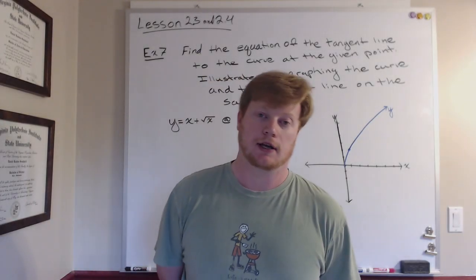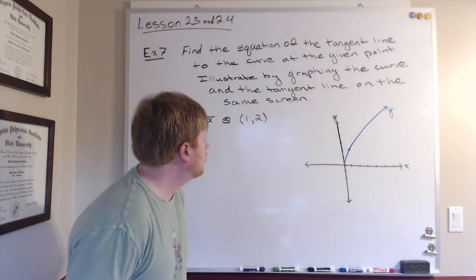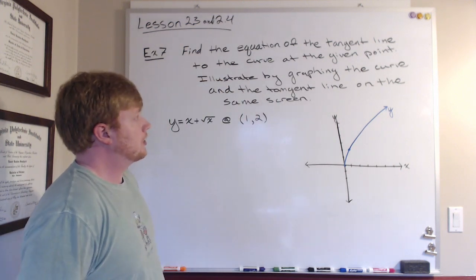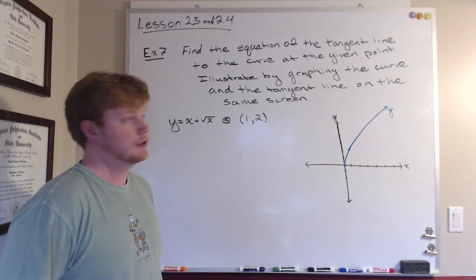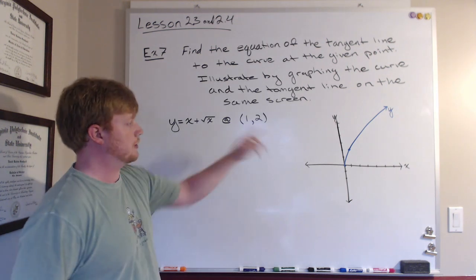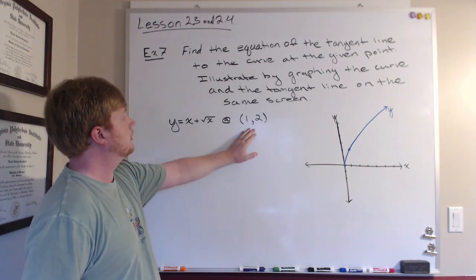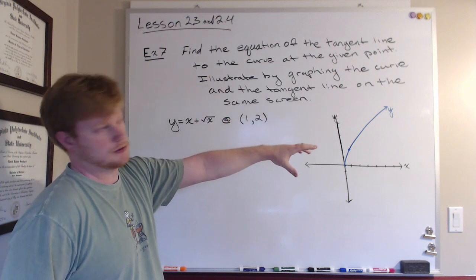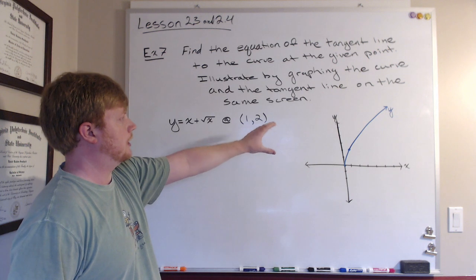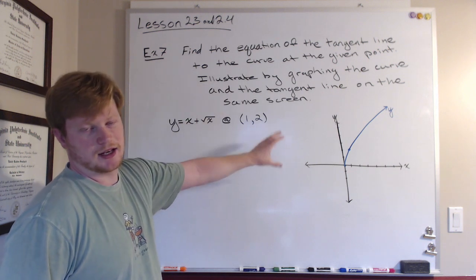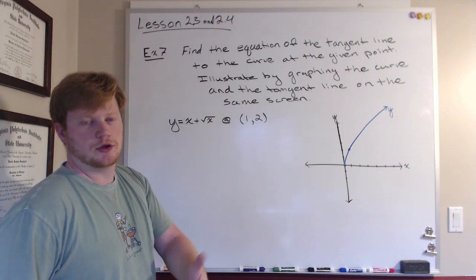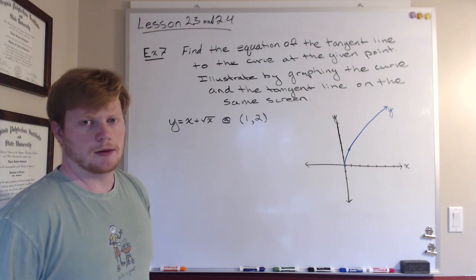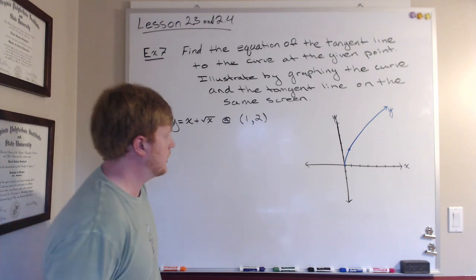For the last example we have today, a little bit of an application. Find the equation of the tangent line to the curve at the given point. So here's my curve, which I've already graphed, and here's a point on that curve. And we want to illustrate the result by graphing both the curve and the line in the same viewing window. And you can do that at home on your own graphing calculator and get a better picture than what I'm going to have here by graphing by hand.